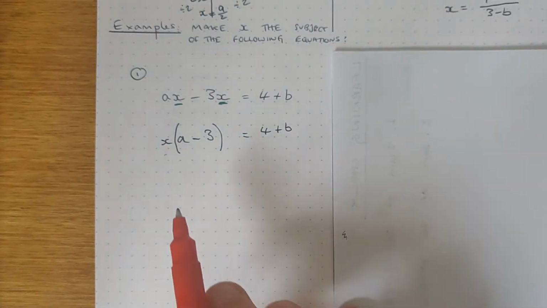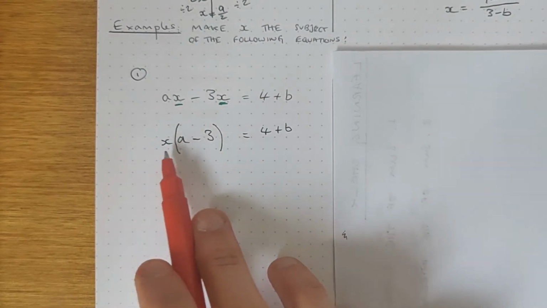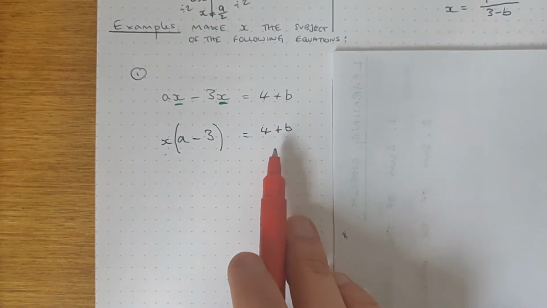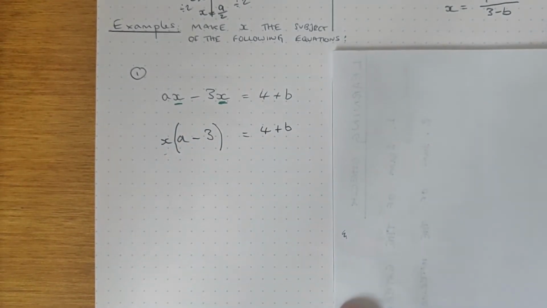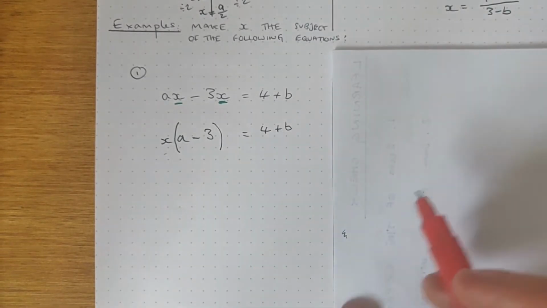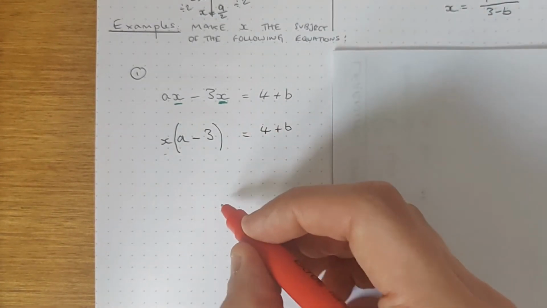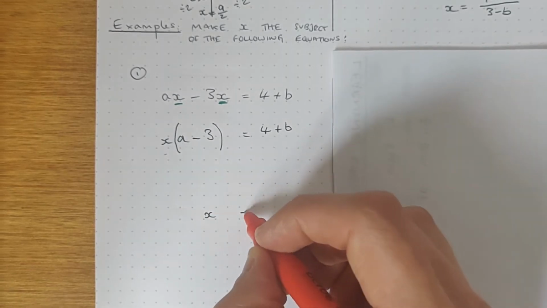Now in this case, I've not done anything other than factorise this side. I've not done anything to the right hand side, so I'm just going to leave it as it is. My challenge now, and this one looks very similar to a question we just did, is to get x completely on its own. I want x equals.